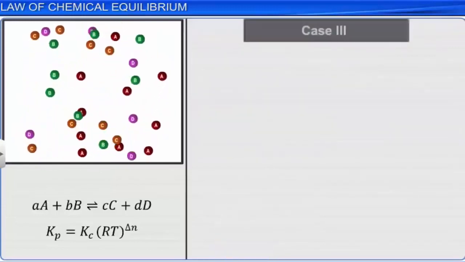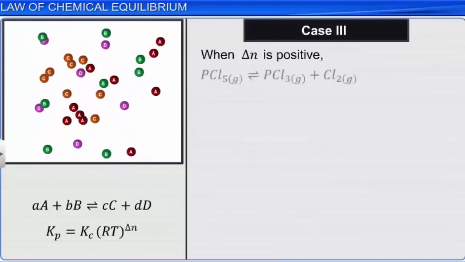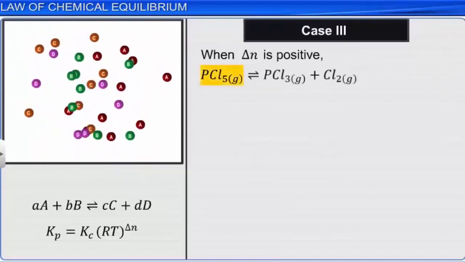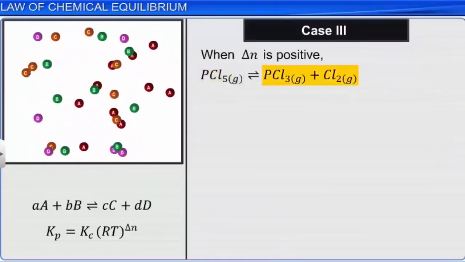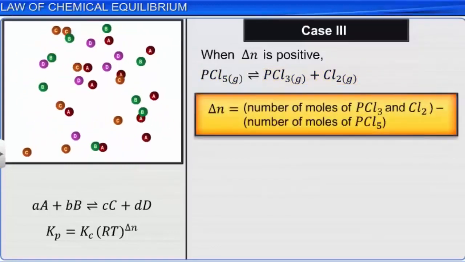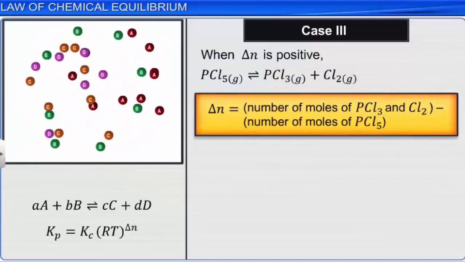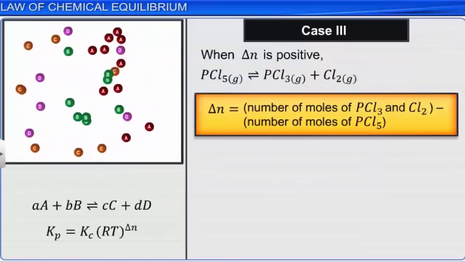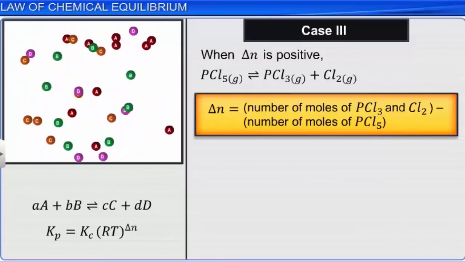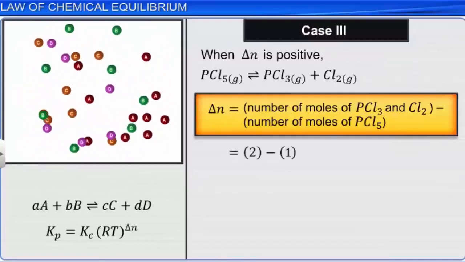Case 3. When delta N is positive. Consider the dissociation of phosphorus pentachloride into phosphorus trichloride and chlorine. For this reaction, the difference in the number of moles, delta N, is equal to the number of moles of phosphorus trichloride and chlorine minus the number of moles of phosphorus pentachloride, which is equal to 2 minus 1, which is equal to 1.